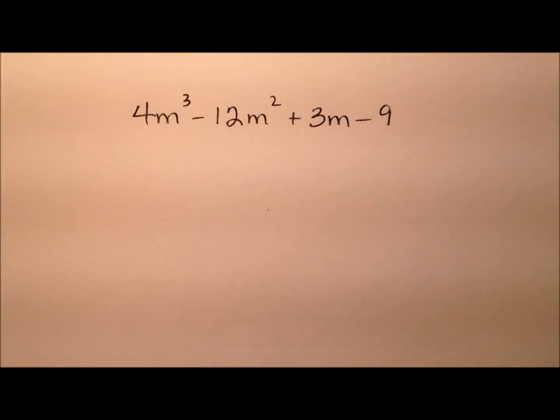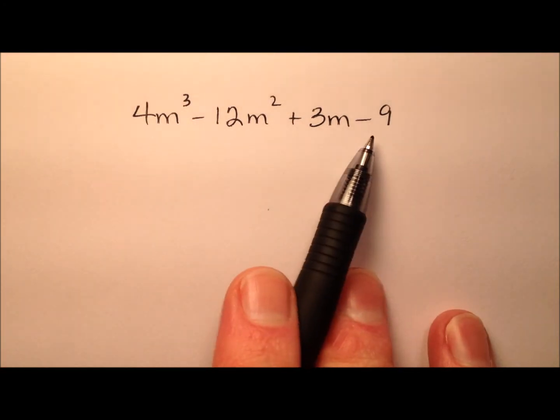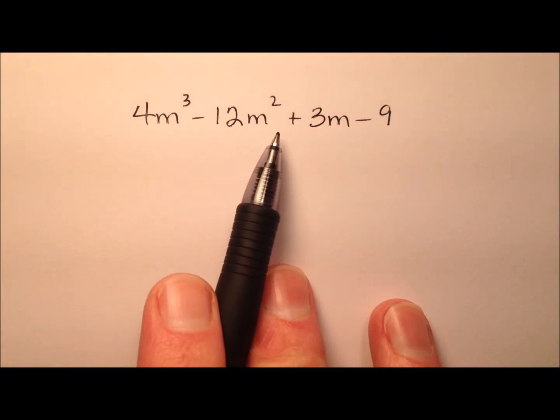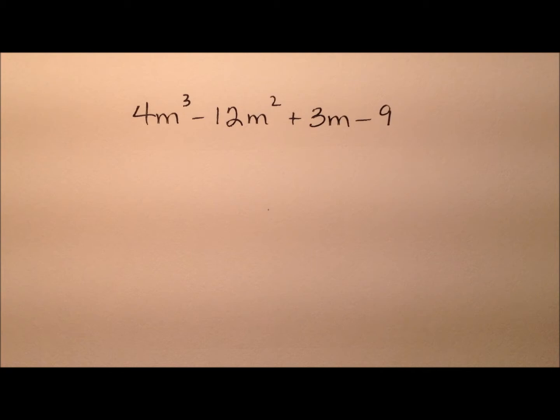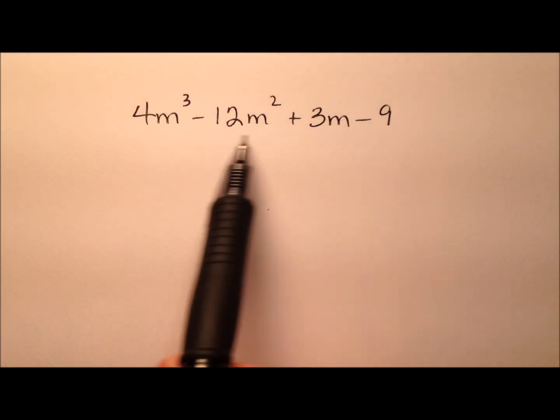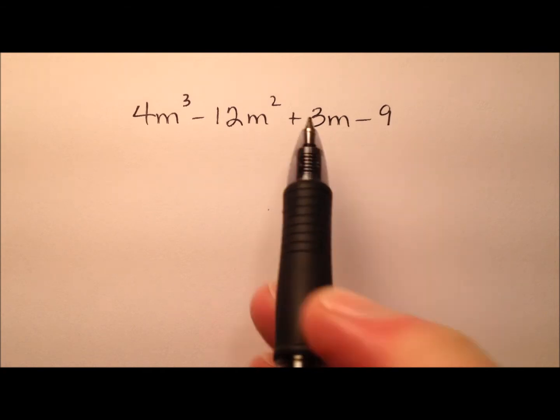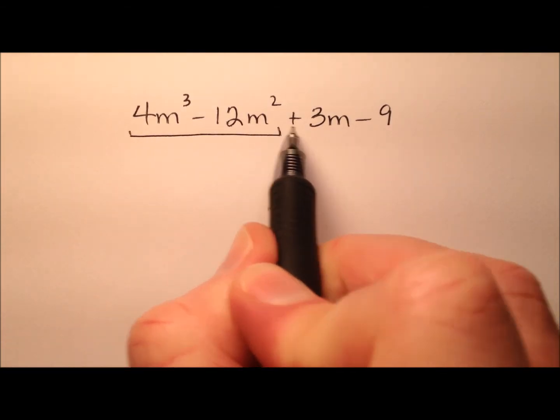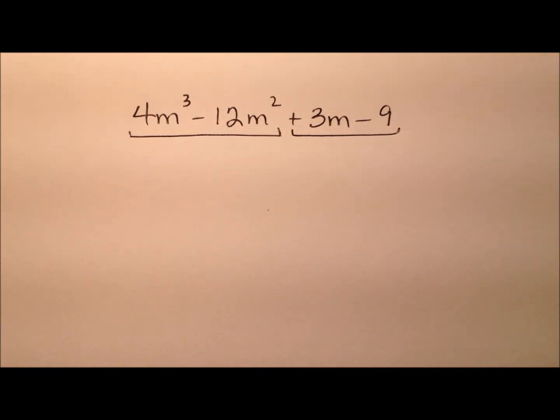So for this first example in grouping, we have the algebraic expression 4m cubed minus 12m squared plus 3m minus 9. So the way grouping is going to work is we're going to break this up, instead of one expression with 4 terms, into 2 expressions with 2 terms each.